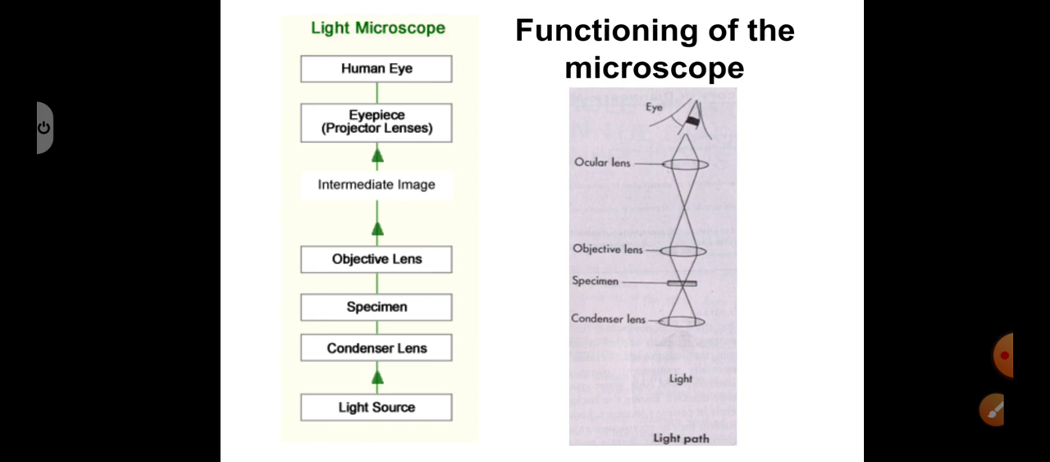From below, if you see the light source, that is from the illuminator, the light comes up. It is collected by the condenser. It is focused onto the specimen which is placed on the stage, and then the light which comes out of the specimen falls onto the objective lens, which forms a magnified image of the object, known as the intermediate image. This image is further magnified by the eyepiece or the ocular lens, and then this magnified image can be seen by the human eye. This is the working of the microscope.